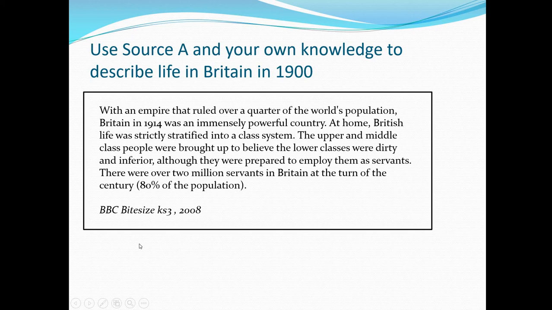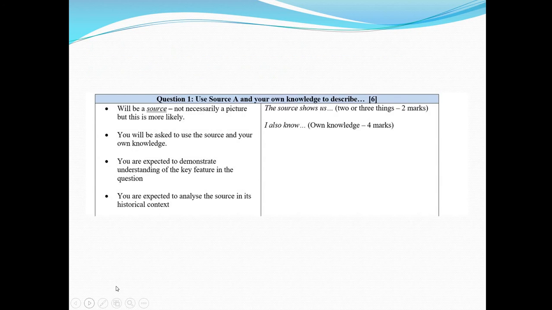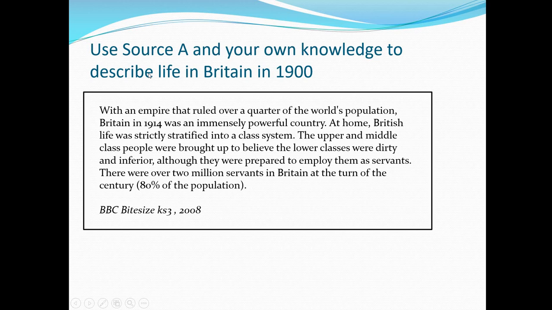So, how do we answer a question like this? How would a GCSE marker expect you to answer this question? Well, basically, this will always be a source, not necessarily a picture, but it's more likely text. So we're dealing with text today. Nine times out of 10, this question in an exam situation would be text. You'll be asked to use the source and your own knowledge, and you're expected to demonstrate an understanding of the key feature in the question. So let's go back a sec. The key feature in the question is life in Britain in 1900. We're going to try and describe what life was like in Britain in 1900 using everything that we've learned from this PowerPoint so far.